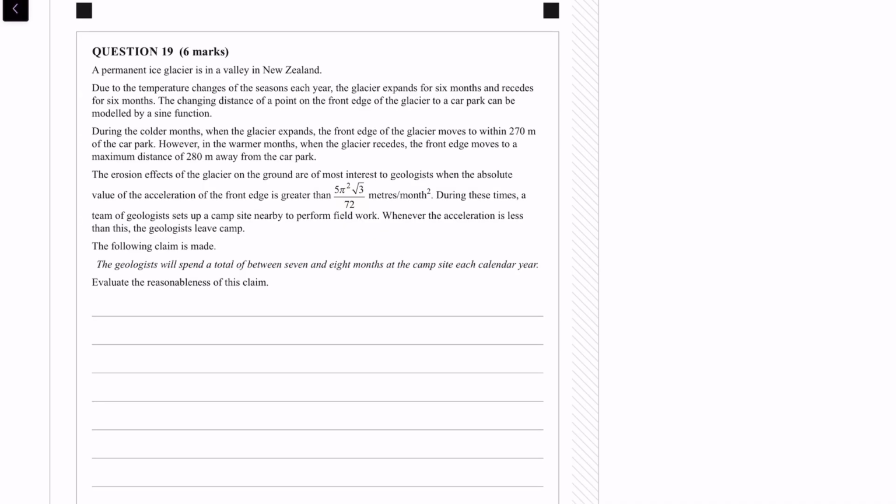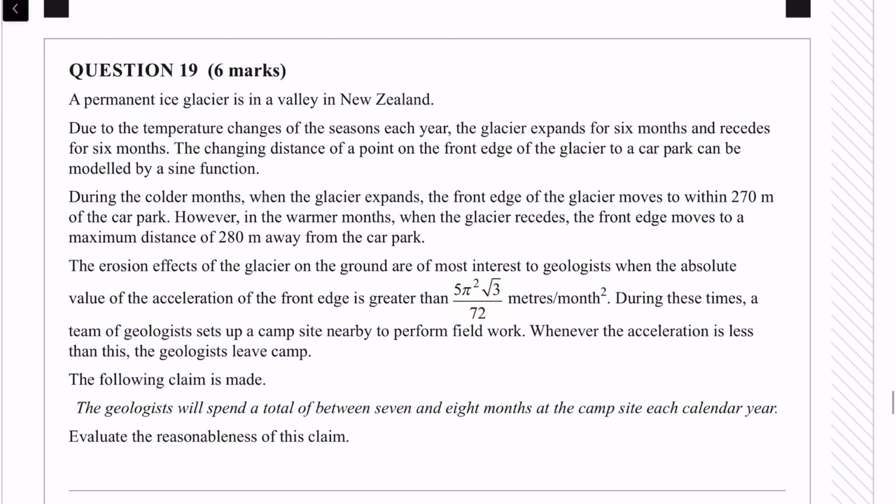Okay, so now we are on the last question. A permanent ice glacier is in a valley in New Zealand. So that's some context. Due to the temperature changes of the seasons each year, the glacier expands for 6 months and recedes for 6 months. Okay, so if you think about a year, if we have our graph, then we may have something where we are expanding in size, and then after 6 months it decreases in size.